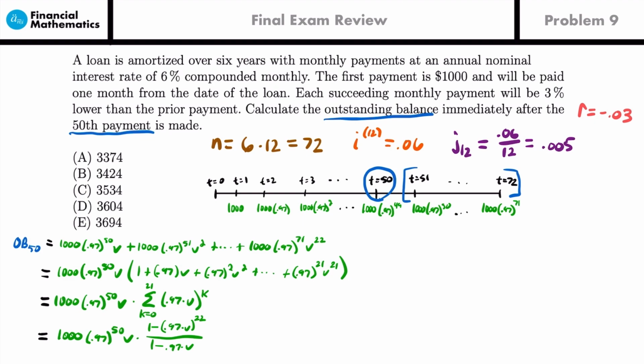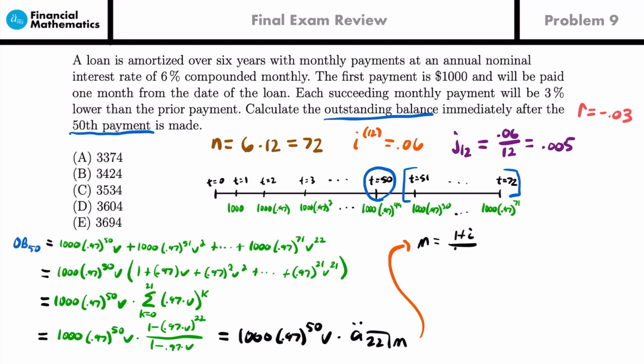I'm not going to explain everything about this process. If you want to learn about it from scratch, you can check out my financial calculator guide video. But this is what this calculation will become. We'll have 1,000 times 0.97 to the power of 50 times v times the present value of an annuity due for 22 periods. It's the same value that we have right here, using an interest rate m, where m is equal to 1 plus the interest rate divided by 1 plus the inflation rate minus 1.